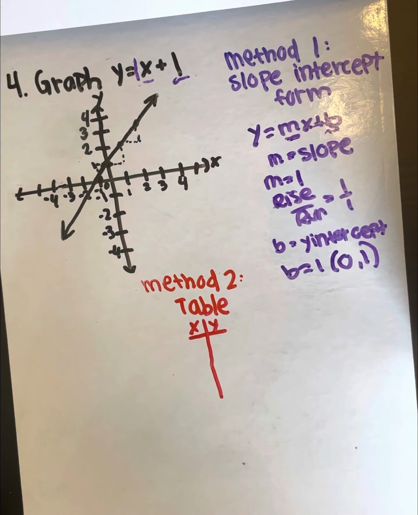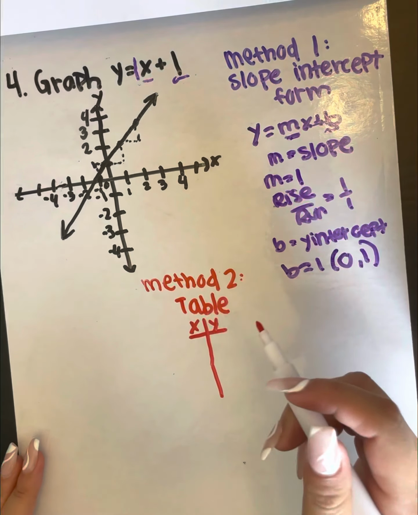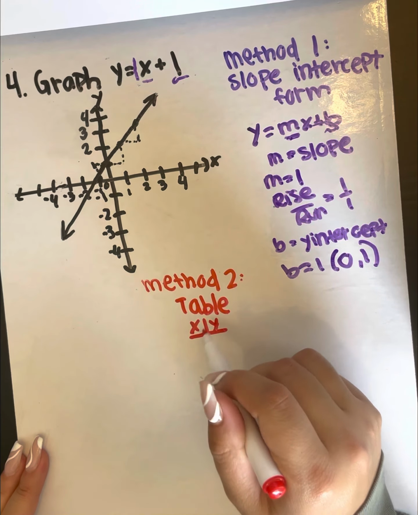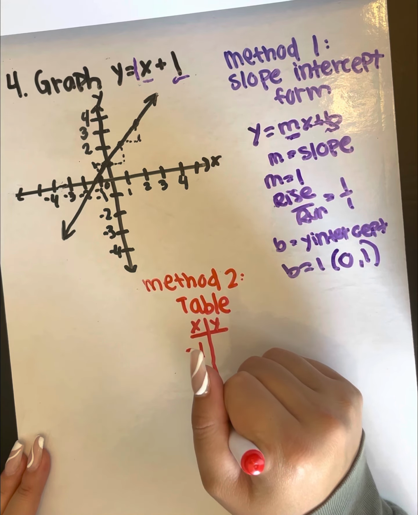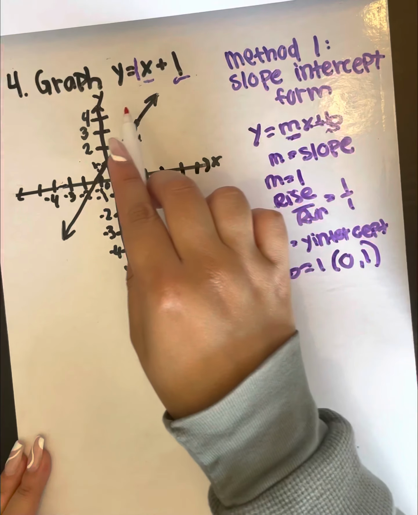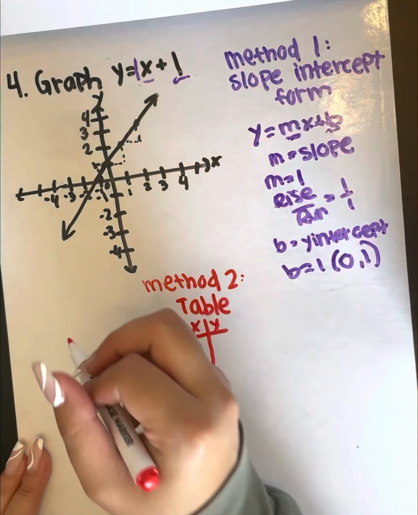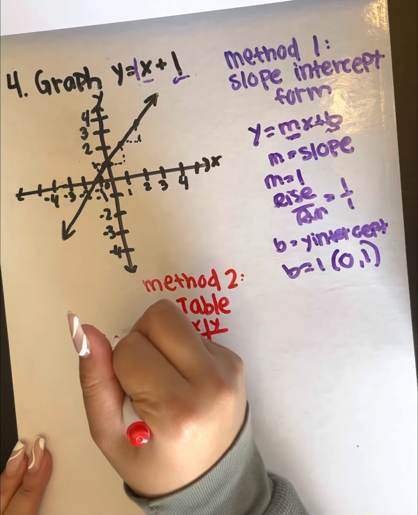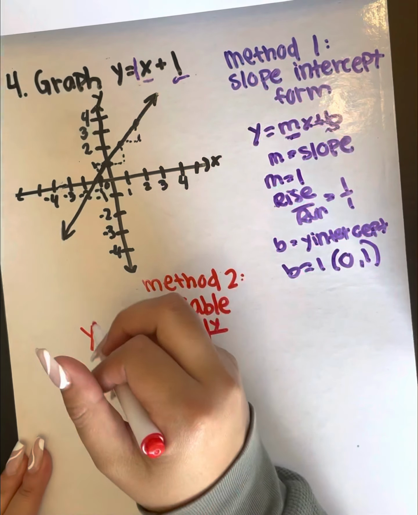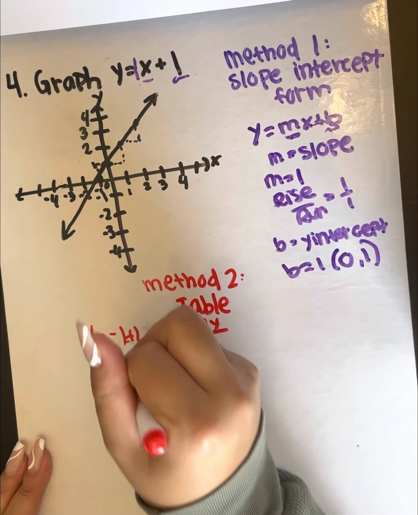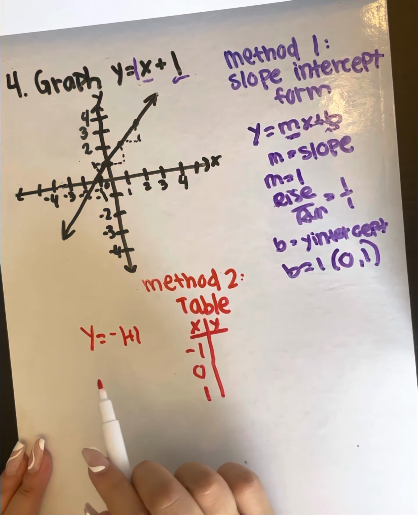You could also use a table. So if you want to use a table, you would just plug in some values for x. So let's just do -1, 0, and +1. So this is our equation right here. I'm going to plug in y equals the x. I'm going to put -1. So we have our x right there. So -1 plus 1. Our y then equals 0, right?